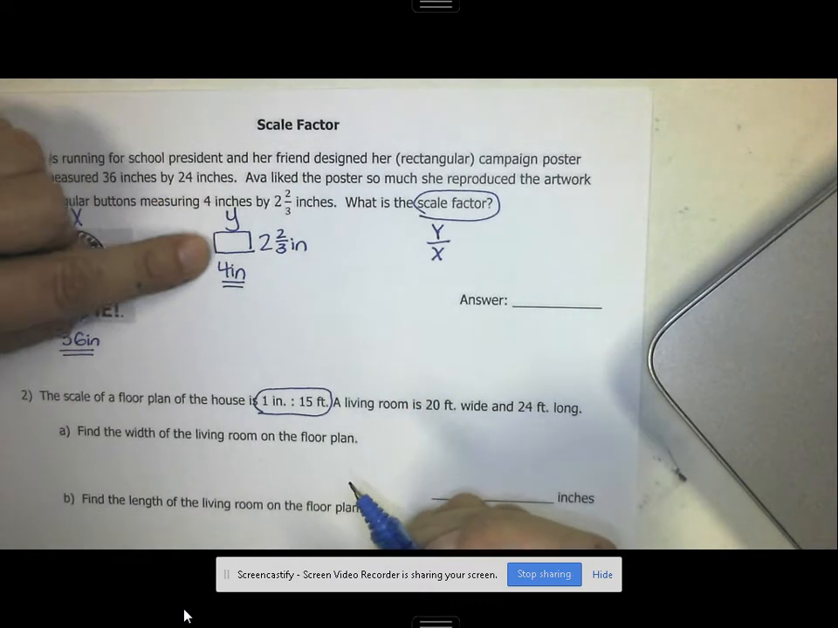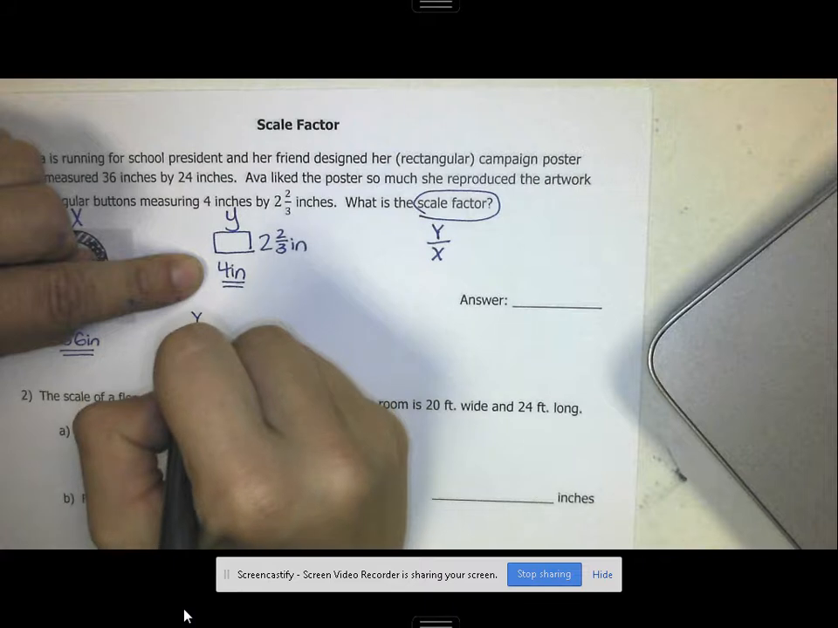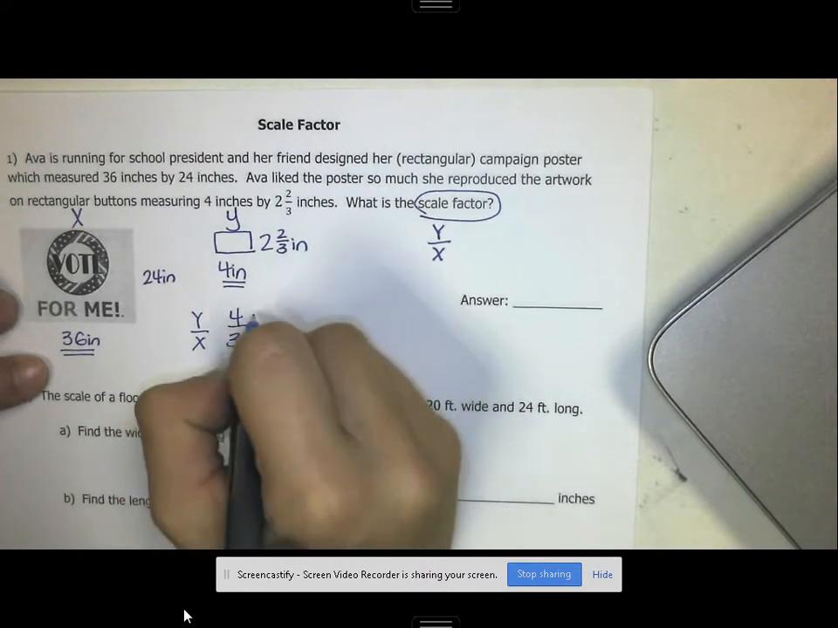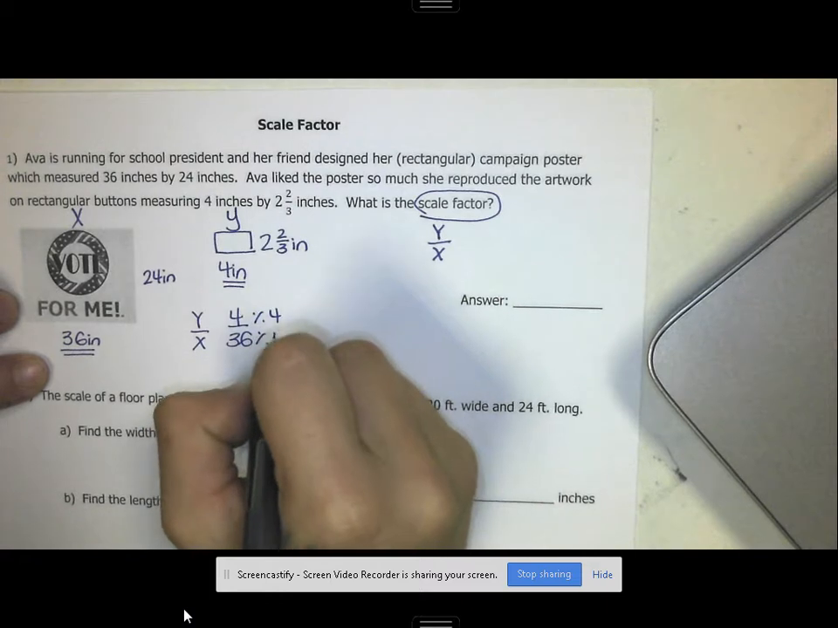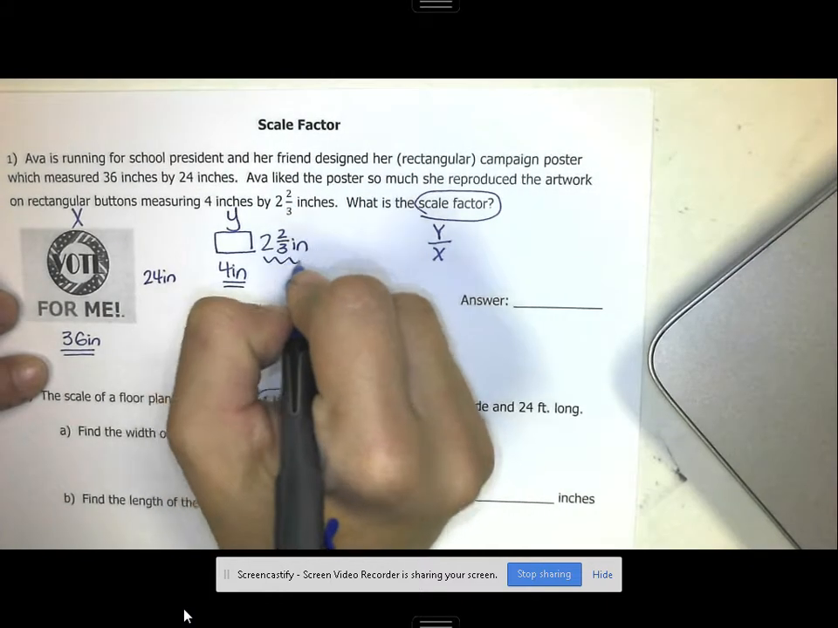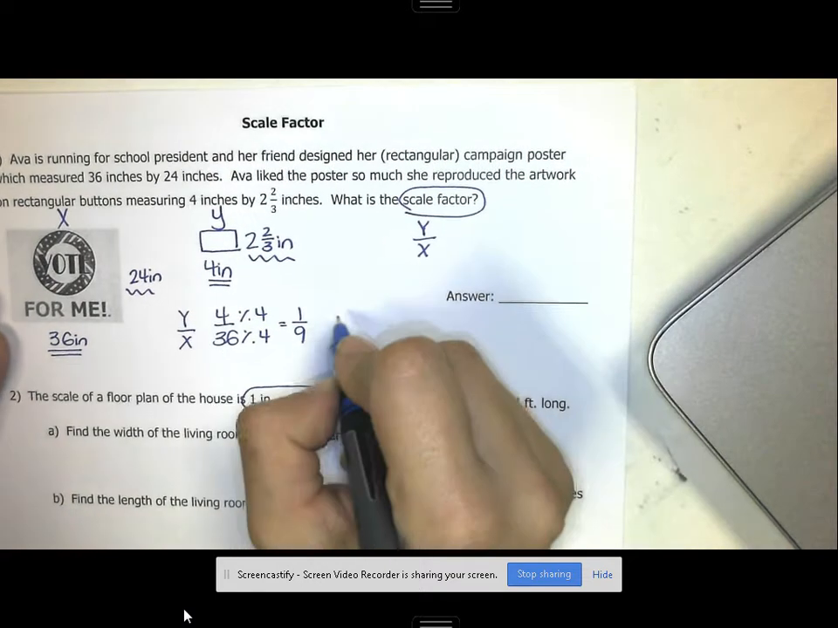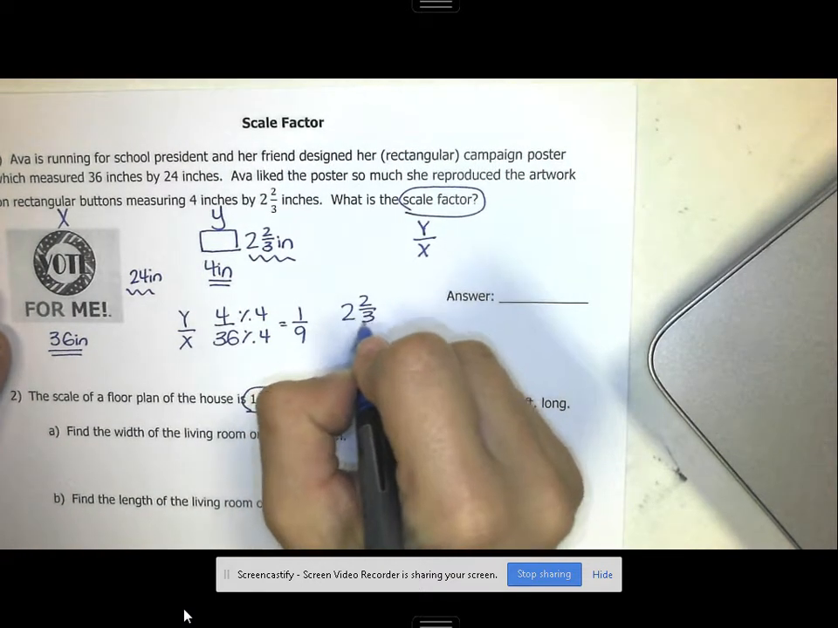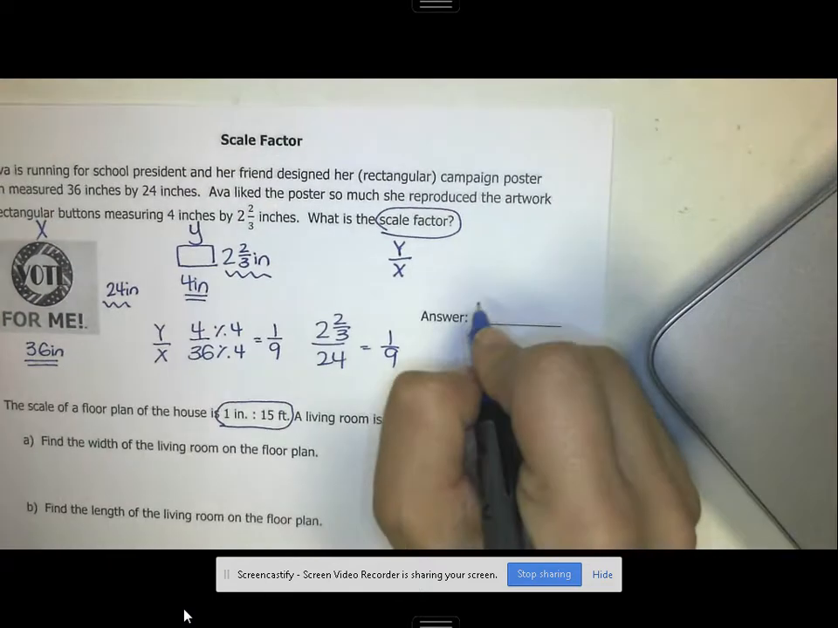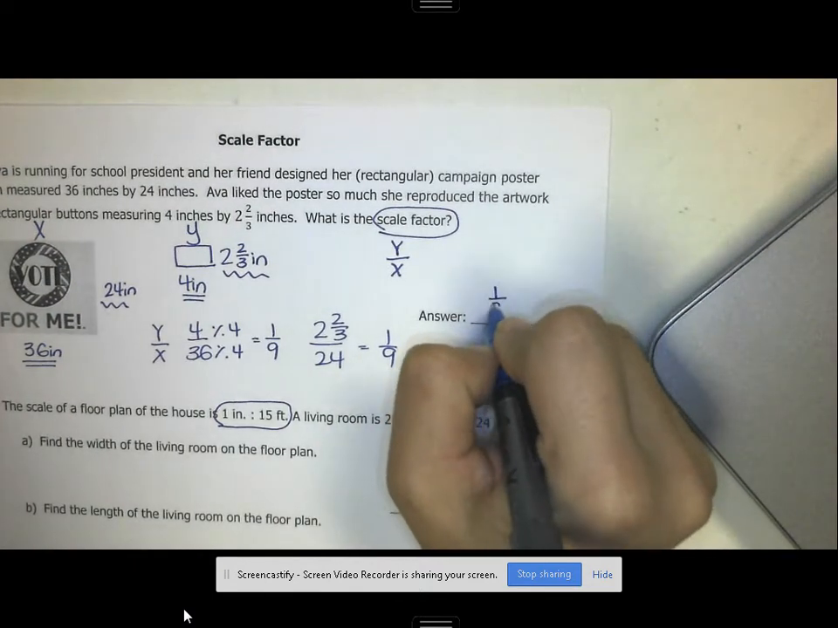Here are my Y. So if I do Y divided by X, I'm going to do 4 divided by 36. I'm going to simplify, and I get 1/9. Okay, let me try my other Y and my other X. I'm going to do 2 2/3 divided by 24, and I get 1/9 as well. So my scale factor is going to be 1/9.